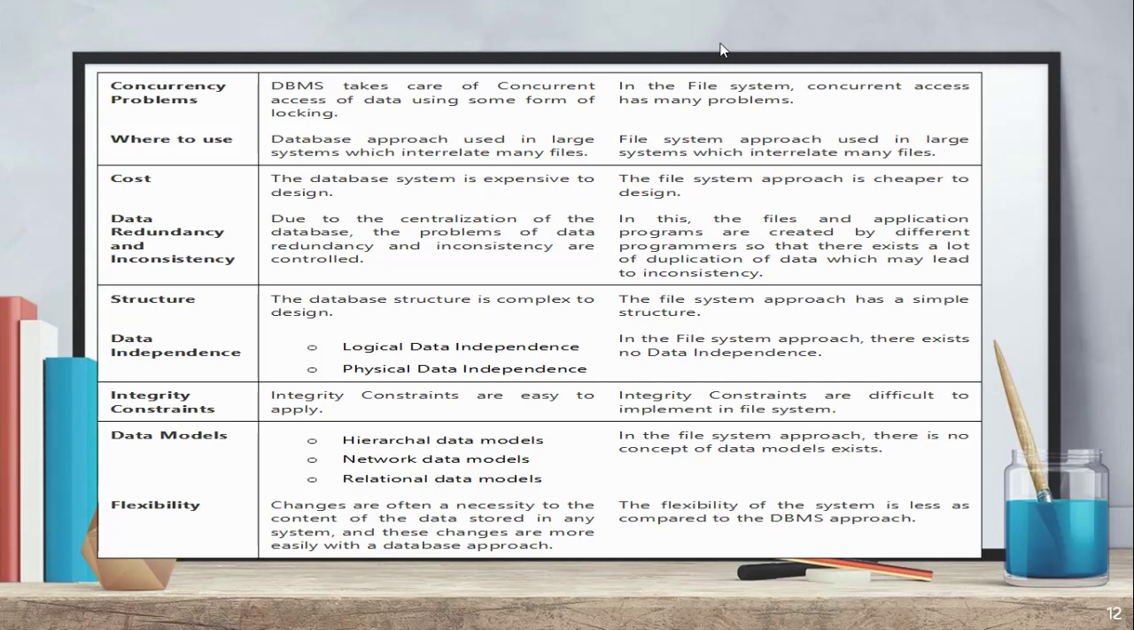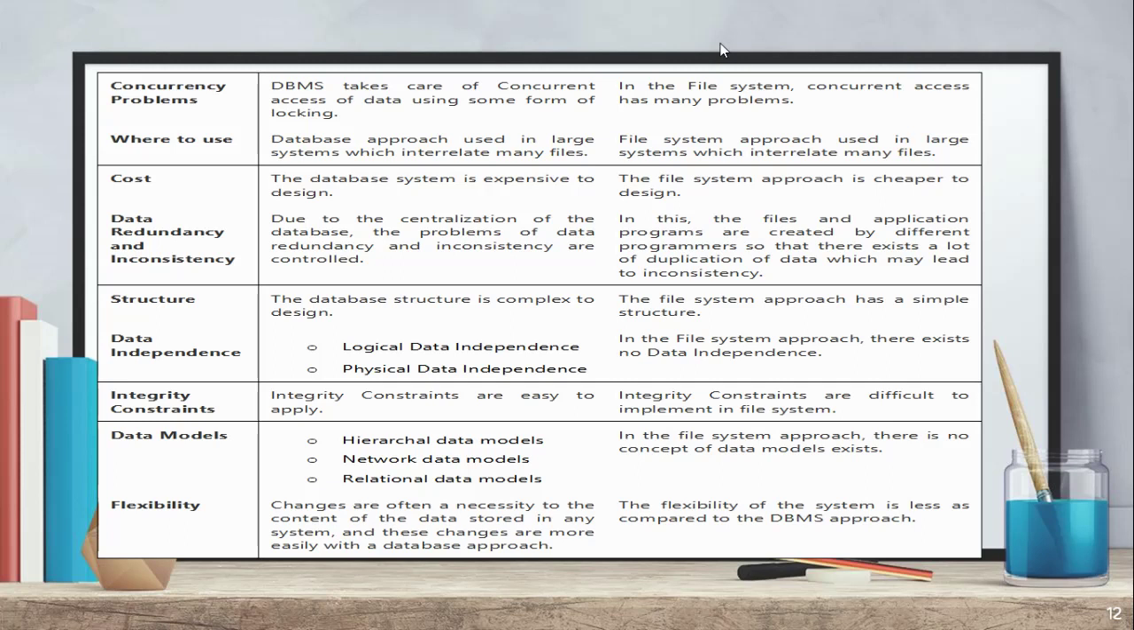Data redundancy and inconsistency. Due to the centralization of the database, the problems of data redundancy and inconsistency are controlled. In the file system, the files and application programs are created by different programmers, so there exists a lot of duplication of the data which may lead to inconsistency. Structure. The database structure is complex to design. The file system approach has a simple structure.